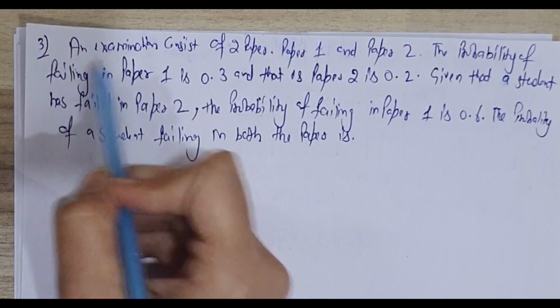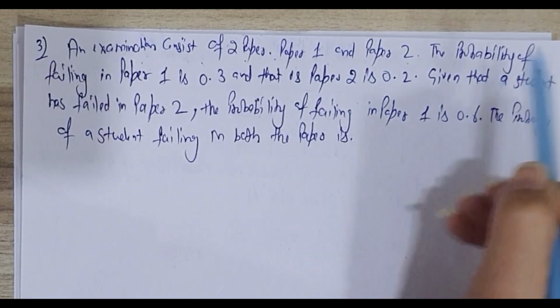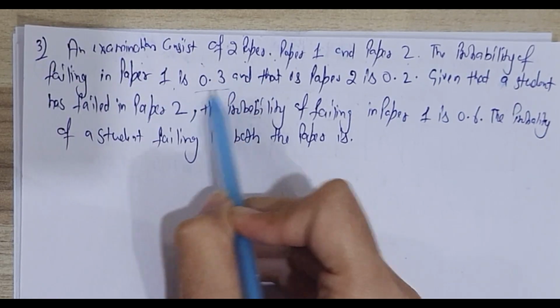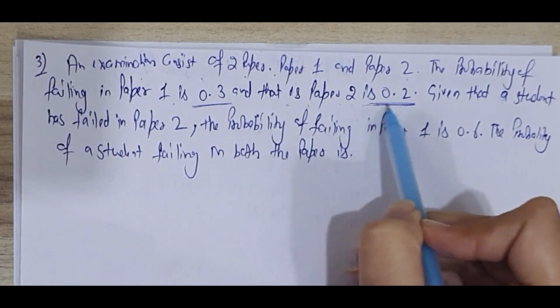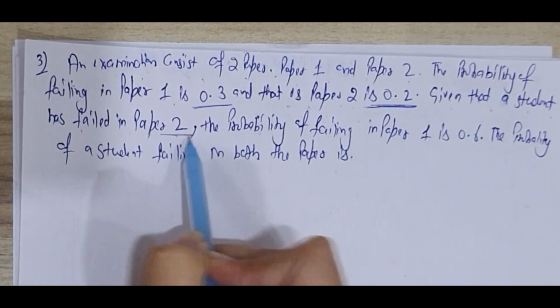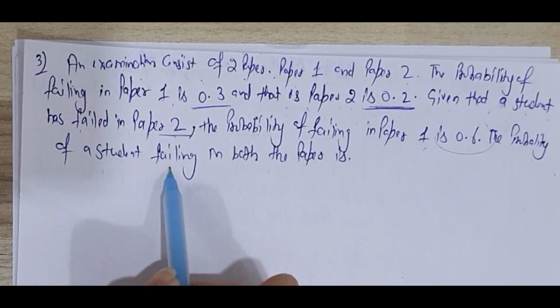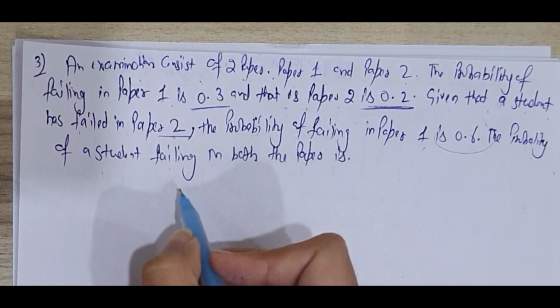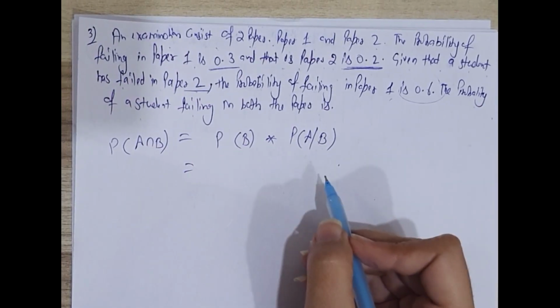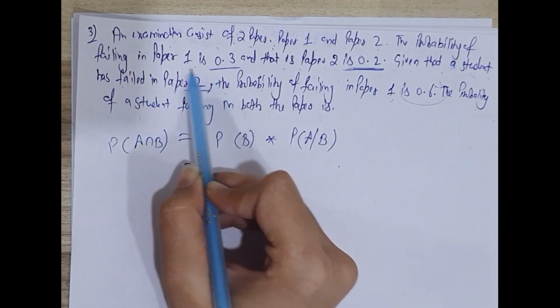This is an examination that consists of 2 papers, paper 1 and paper 2. The probability of failing in paper 1 is 0.3 and in paper 2 is 0.2. Given that the student has failed in paper 2, the probability of failing in paper 1 is 0.6. The probability that the student fails in both papers is? We will use this formula because a condition applies, because here they are saying the student has failed in paper 2.